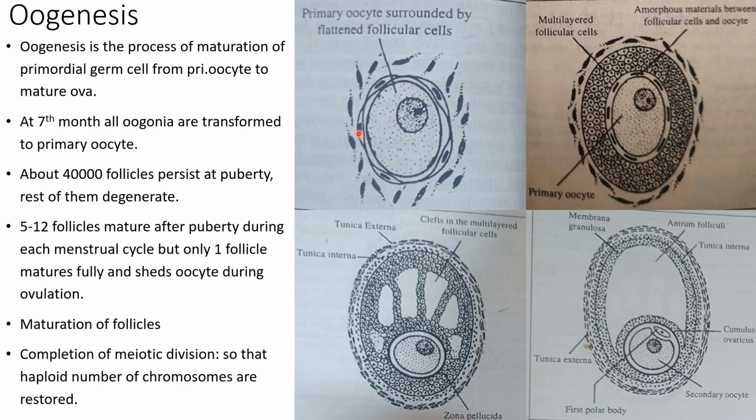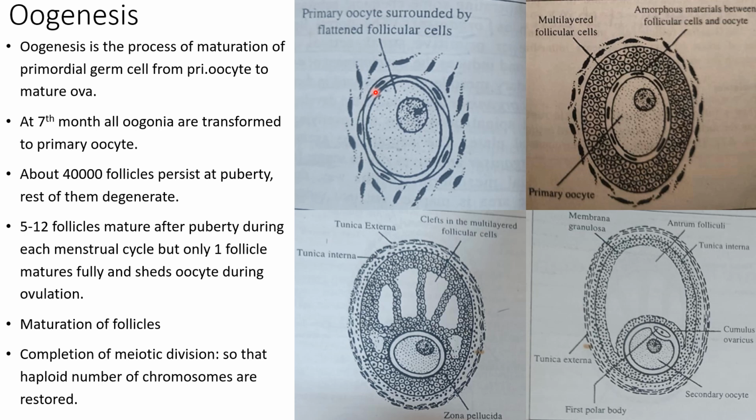So during each menstrual cycle, about 5 to 12 such primordial follicles in the cortex of the ovary will start maturing, but only one follicle will mature completely. It is known as Graafian follicle, and at the time of ovulation, it will shed off the oocyte.